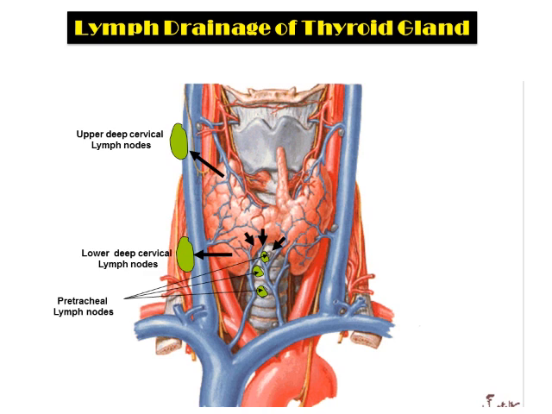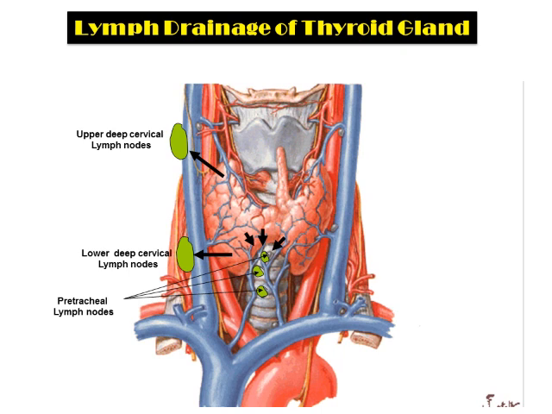Lymphatic drainage of the thyroid gland. The thyroid gland is drained by 3 groups of lymph nodes. The upper part of the gland is drained into the upper deep cervical lymph nodes, and the lower part of the lobe is drained into the lower deep cervical lymph nodes, while the isthmus is drained into a group of lymph nodes called pretracheal lymph nodes.